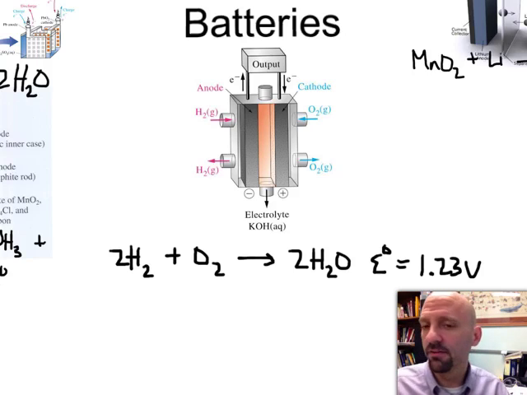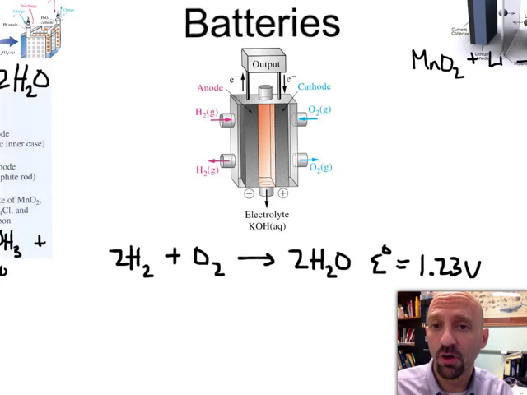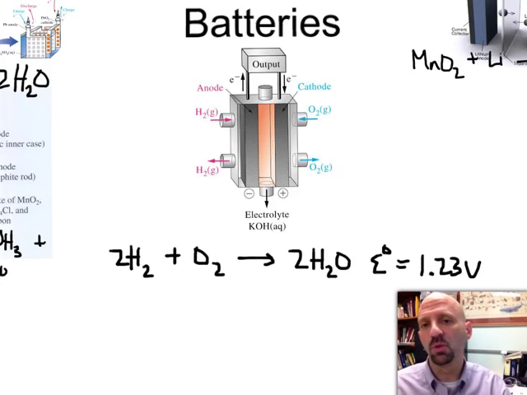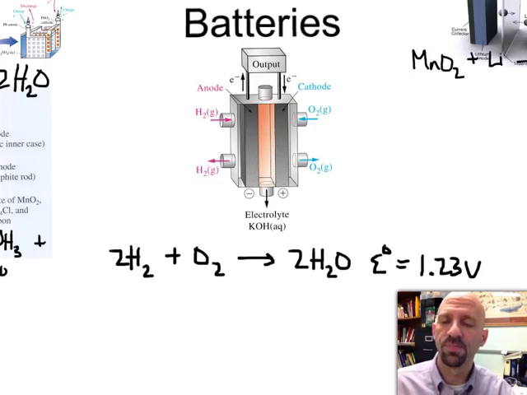So what's the fundamental chemistry behind it? Well, it's the oxidation of hydrogen and the reduction of oxygen, hydrogen and oxygen. Pretty straightforward, and it produces a decent voltage of about 1.23 volts. And the way this is typically engineered is you have circulating through one side of the battery hydrogen gas, and through the other side of the battery oxygen gas.